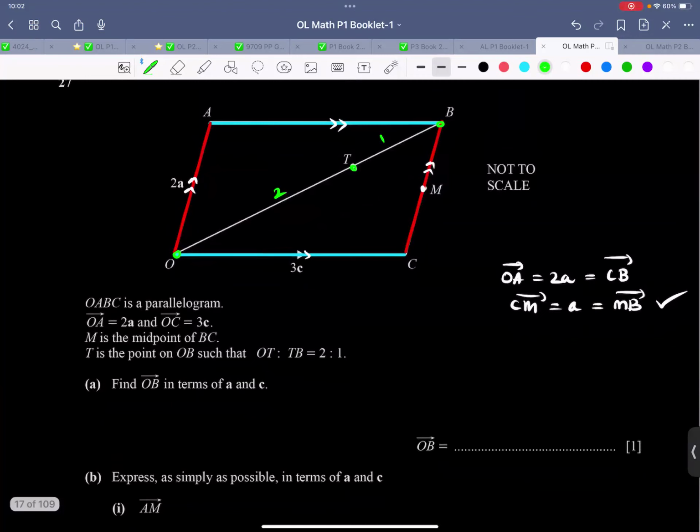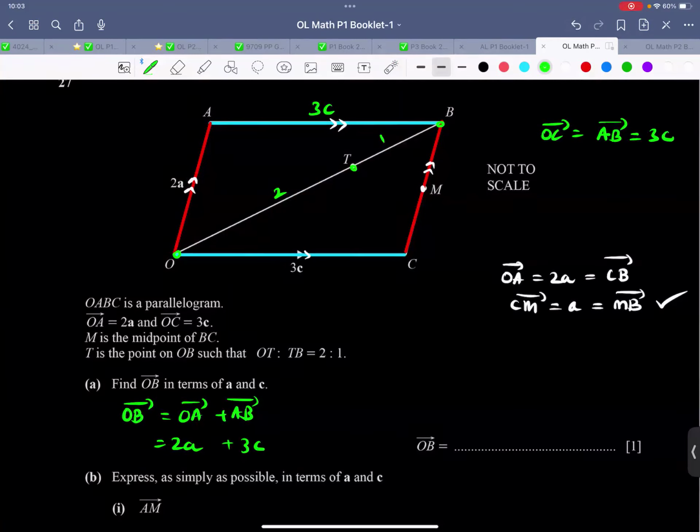First of all, find OB. How can I find OB? OC plus CB is OB. That's one approach. OA plus AB is OB. Doesn't make a difference. You can go any which way. So OB is OA plus AB. OA is 2A and AB is the same thing as OC, which is 3C. So 2A plus 3C, that's pretty basic for 1 mark.